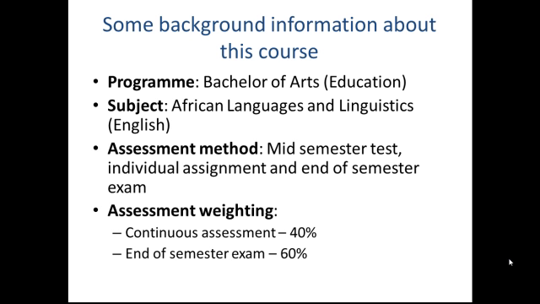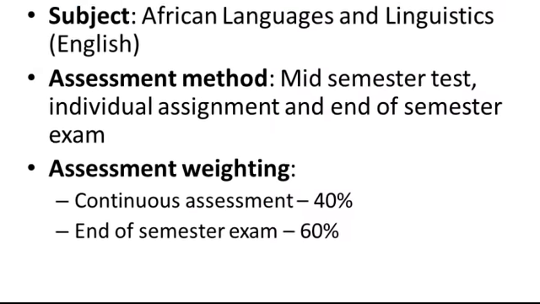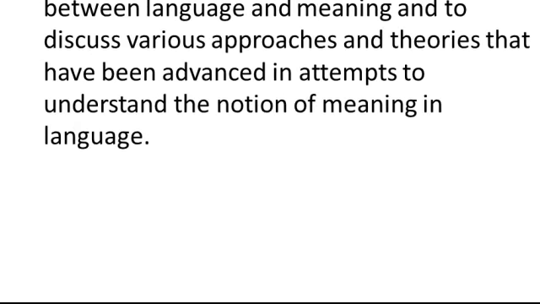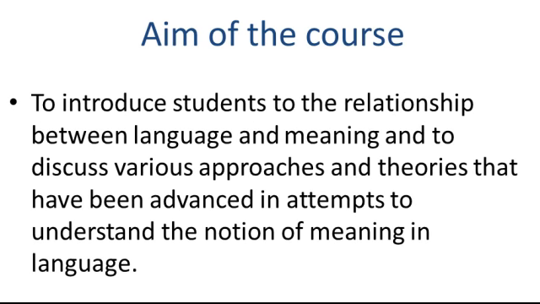The assessment method that we follow in this course is that students are required to do a mid-semester test as well as an individual assignment. And at the end of the course, students write an end of semester examination. And the weighting of the course is as follows. There is 40% that is obtained from the continuous assessment, and also 60% that is obtained from end of semester examination. And now moving on to the aim of the course.